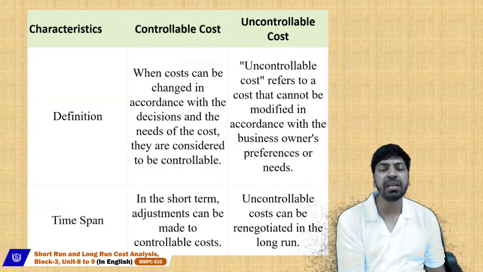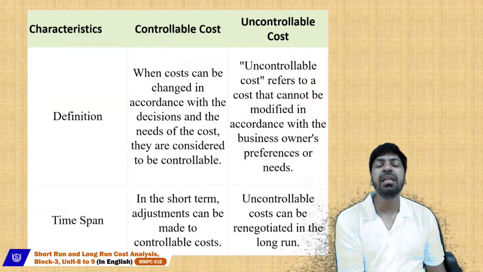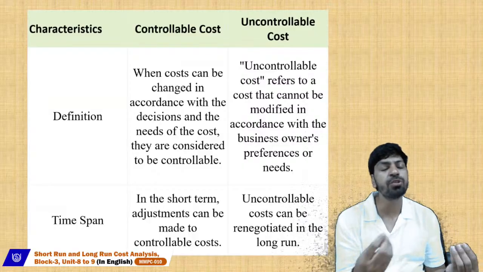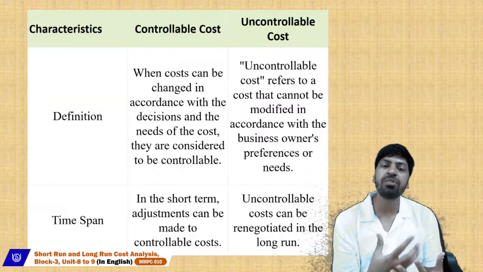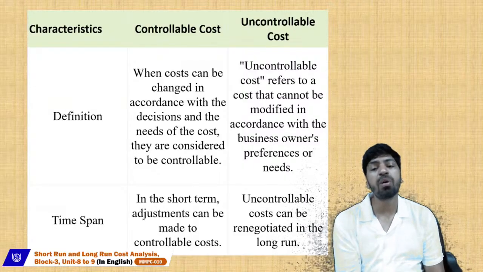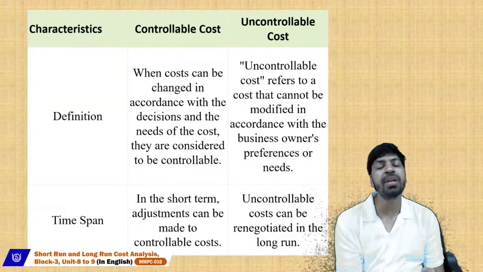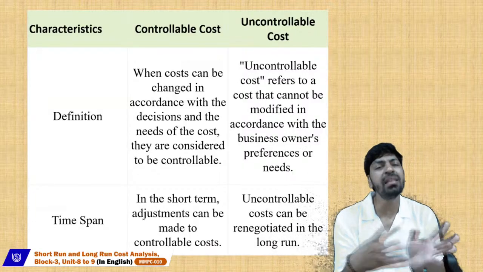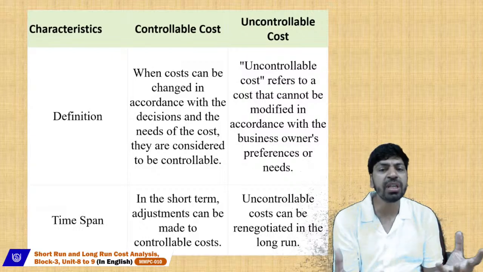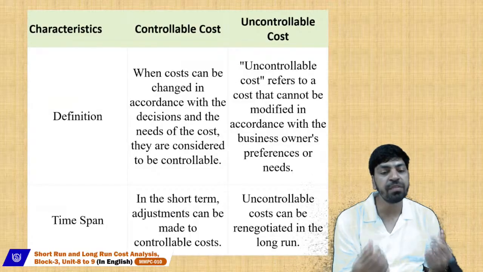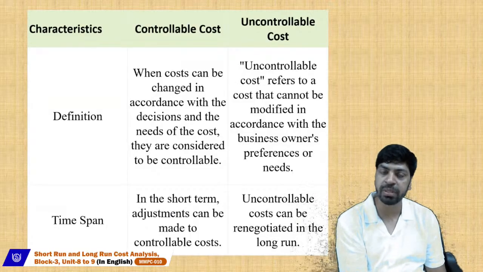When we talk about the period or the span of time, in the short run, adjustments can be made in the controllable cost within a short period of time according to the needs and preferences of the business owners. But uncontrollable cost can be renegotiated in the long run. So that means in the short run it is uncontrollable, but in the long run it could be renegotiated so that somehow some cost could be controlled.